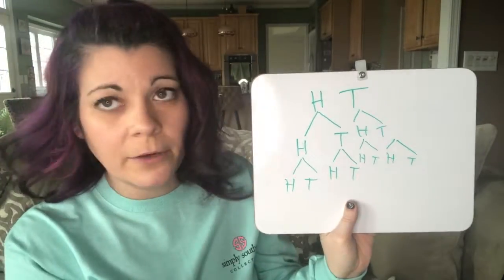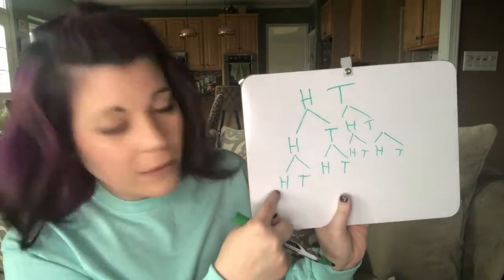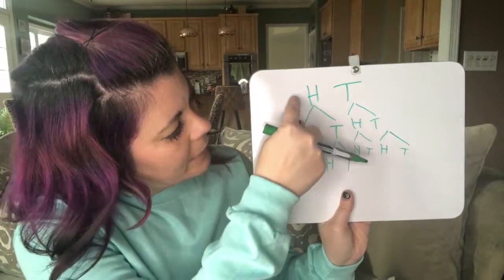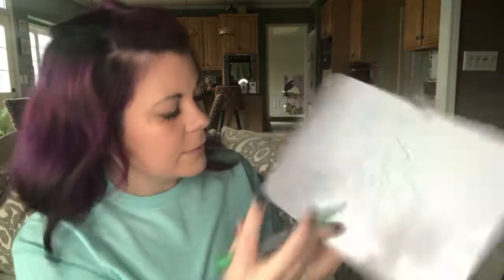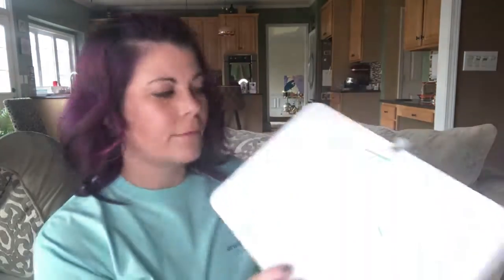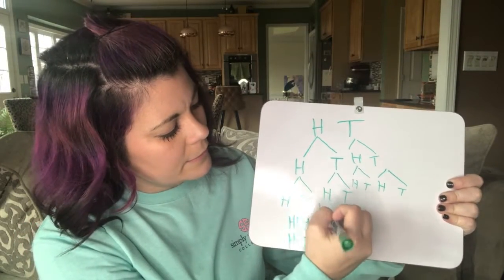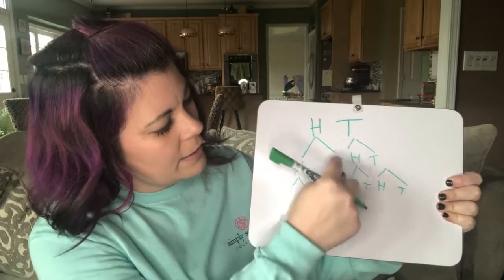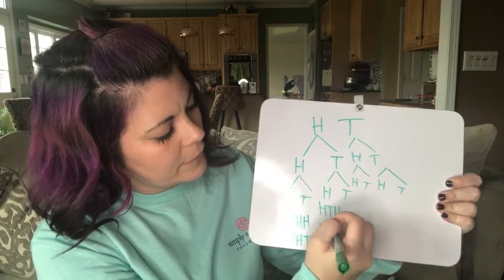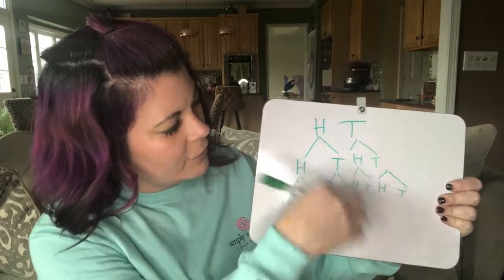combinations. So here's how you read it. Heads, heads, heads. You just go down the branches. Heads, heads, tails, and I'm going to write them. So heads, heads, heads; heads, heads, tails; heads, tails, heads; heads, tails, tails. That's all of that one.